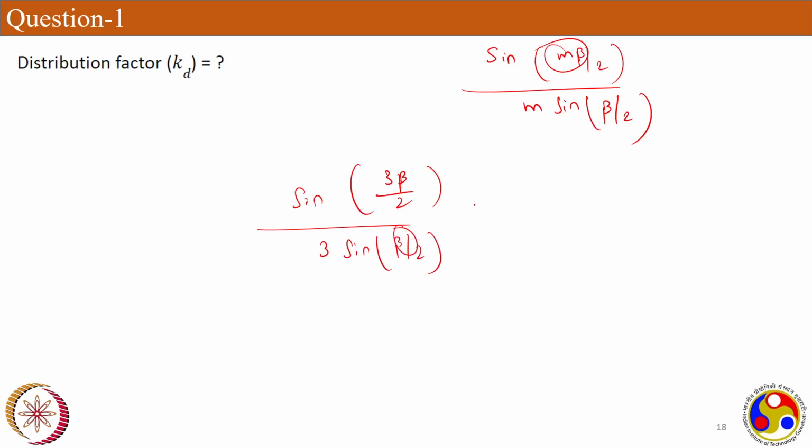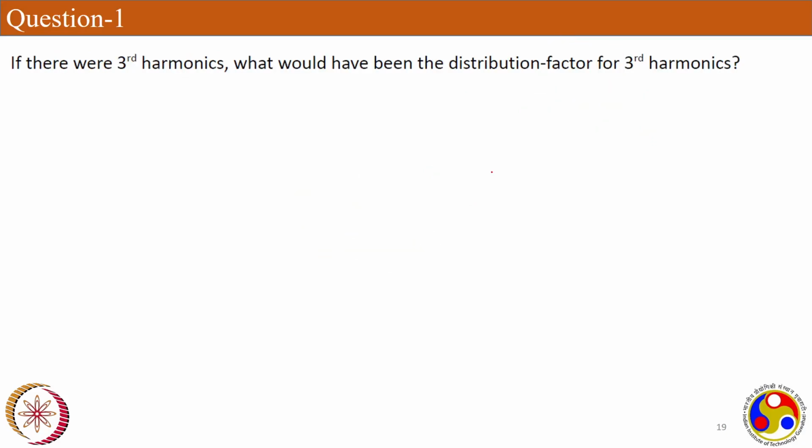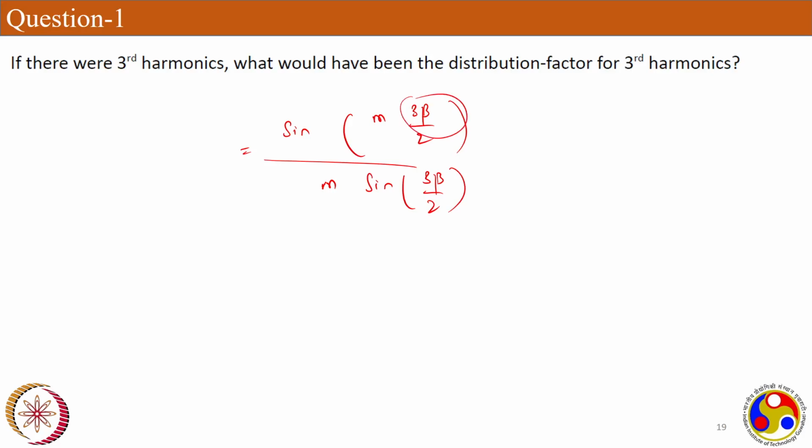You can substitute. Now the next question, if you see, was asking the distribution factor for the third harmonic. If you are going for the third harmonic, now the formula would change as sine m into 3 beta by 2 divided by m sine 3 beta by 2. This is what I'm saying, you have to be careful. First calculate the pitch angle, how much it is, 3 beta, and then m would always be there. Take care of it.